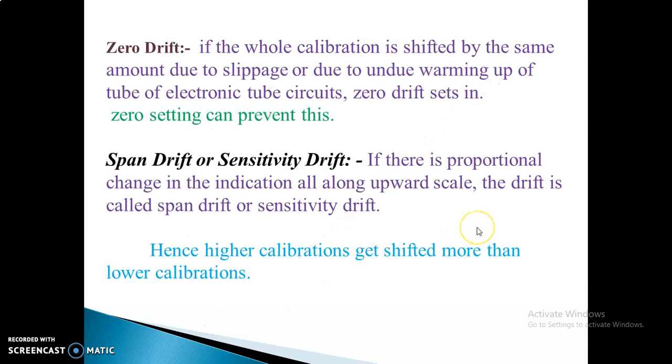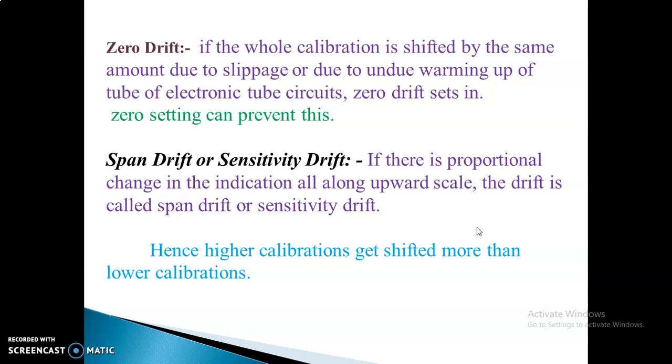Here, the zero shift means the whole calibration is shifted by the same amount. It is due to slippage or due to warming up of tube circuits. That is, while you are starting the instrument, if you are not doing a zero or span adjustment, then from the measurement point of view, there are two knobs. One knob is for zero adjustment, the other knob is for span adjustment.